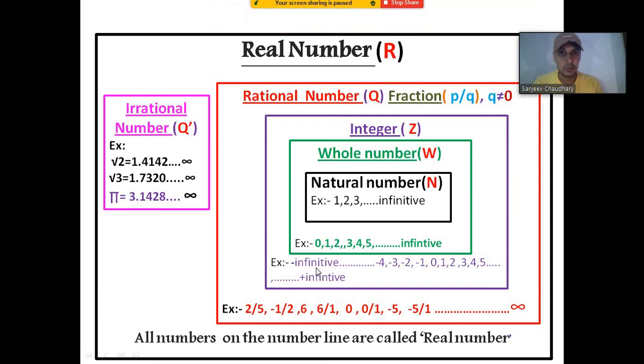According to the example, natural numbers are the positive numbers 1, 2, 3, 4, and integers are all the positive whole numbers, natural numbers along with 0, and all negative numbers, right? So we can say that all natural numbers are integers, but all integers are not natural numbers. Why? Because negative numbers will not exist in natural numbers. Even 0 will not exist, right? So all natural numbers are integers, and not all integers are natural numbers.